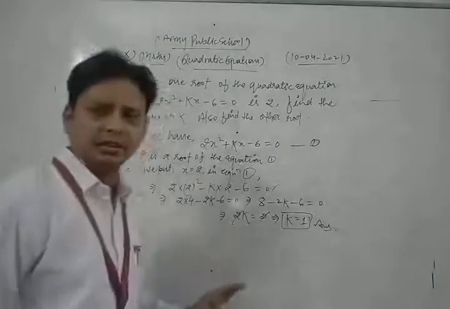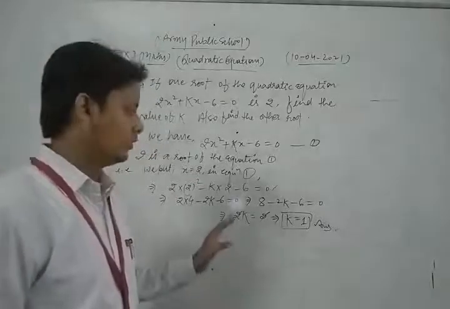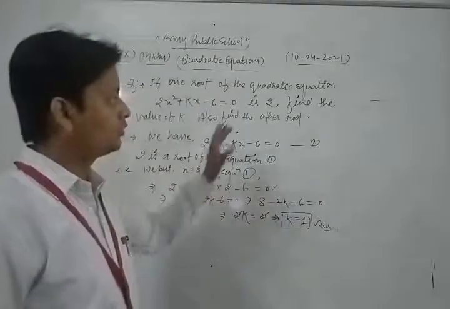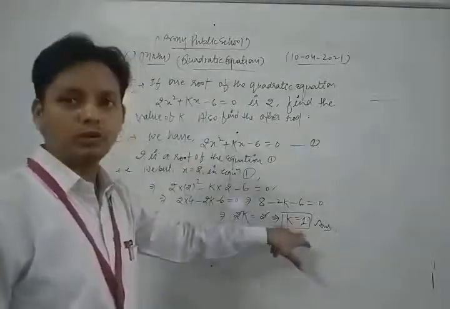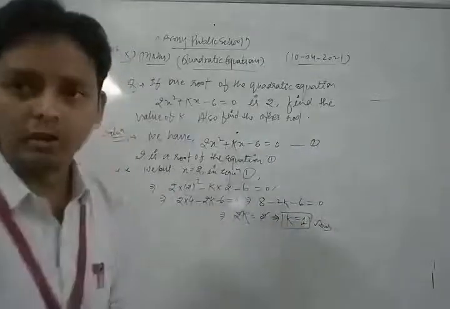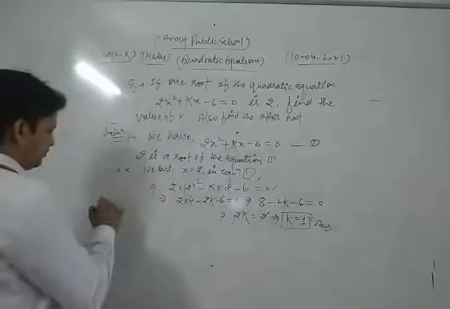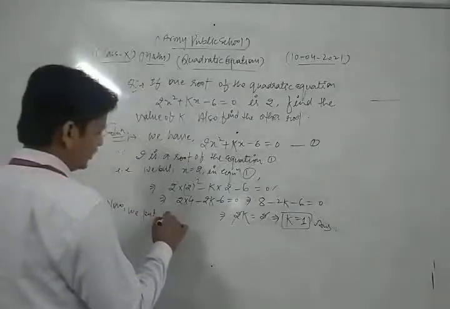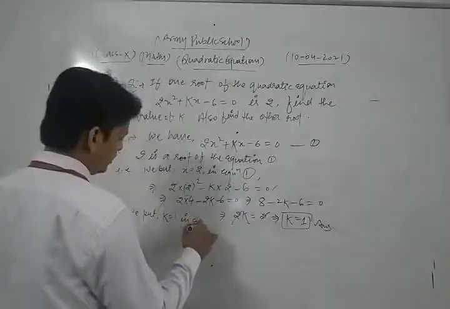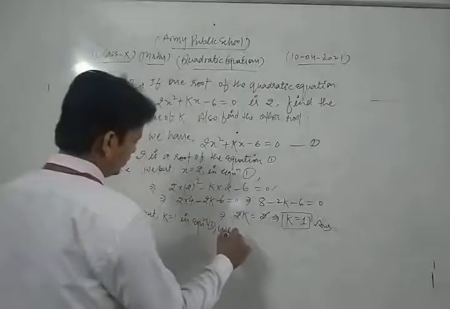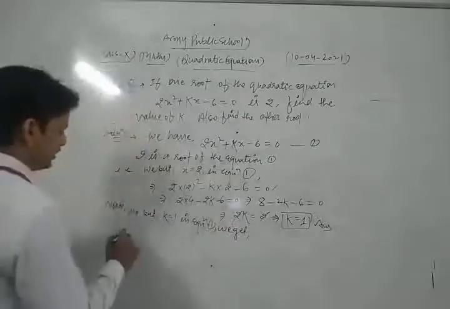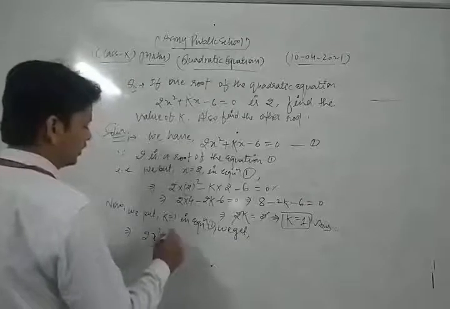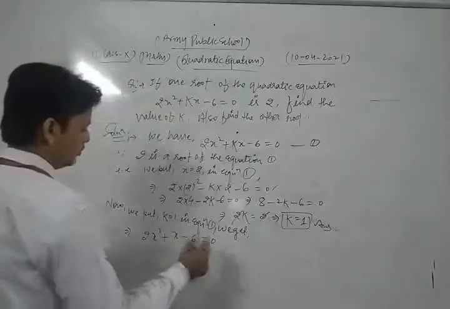This is a very important question. Now in this way we find the value of k. Now we also find the other root. So first of all we substitute the value of k in equation 1. Now we put k is equal to 1 in equation 1. We get 2x square plus x minus 6 is equal to 0.